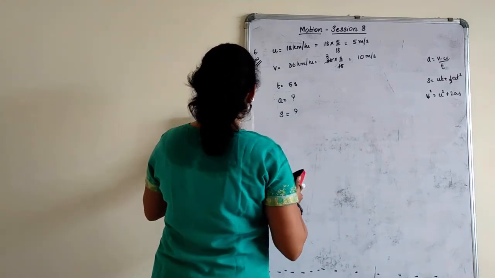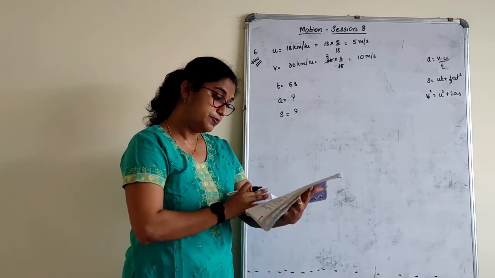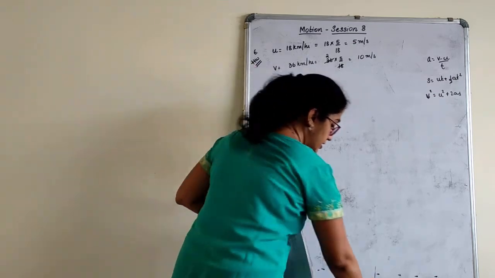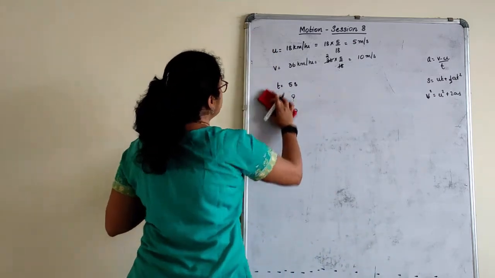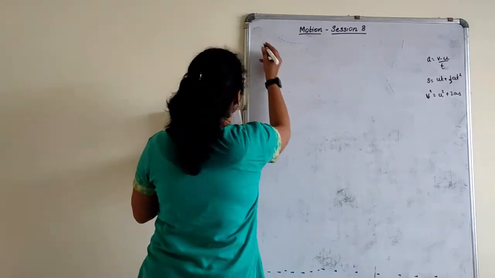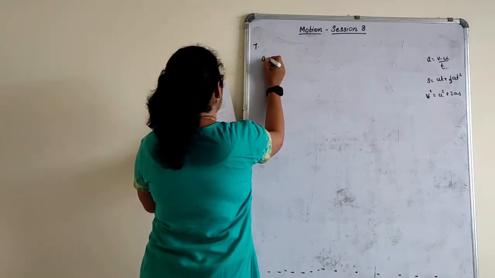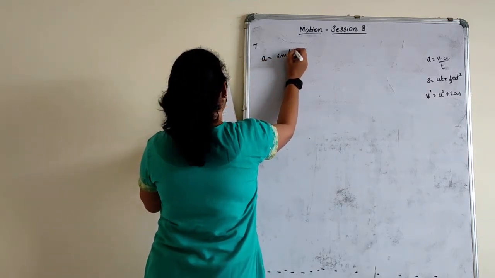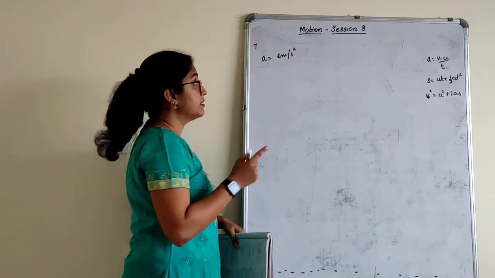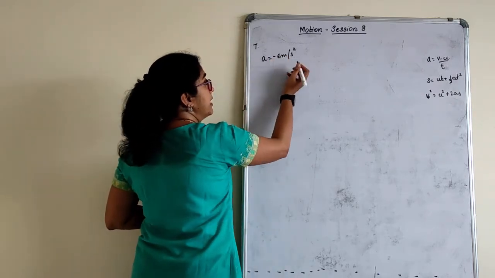We'll go with the next one, and I think this is the last one of the worked examples. After that we have an exercise. The last sum for today's session, 7th one. Brakes are applied to a car to produce an acceleration of 6 meters per second square in the opposite direction of the motion. This is very important.